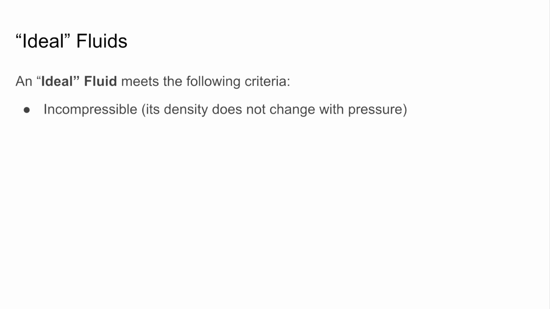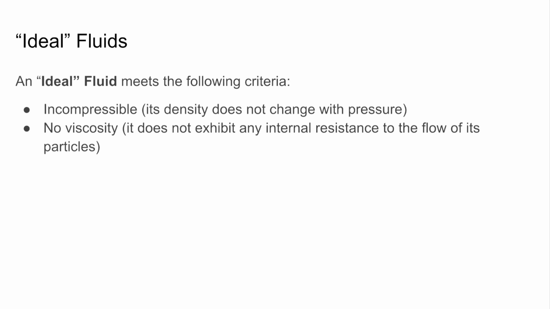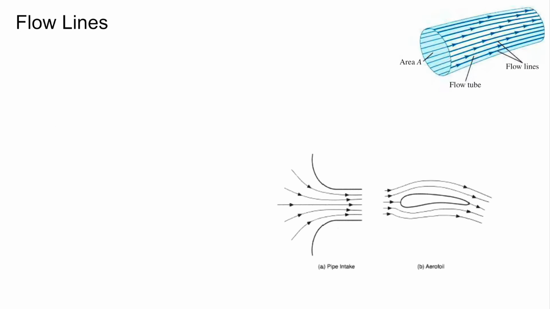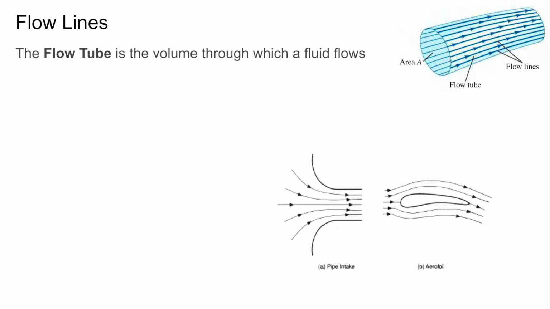And we talked about this last time, but just as a quick reminder, an ideal fluid will meet the following criteria, which is that it will be incompressible, so density doesn't change as we change the pressure around it, and it's not viscous, so it doesn't exhibit any internal resistance to its flow. So let's think about the shapes and paths that a fluid will flow through as it flows.